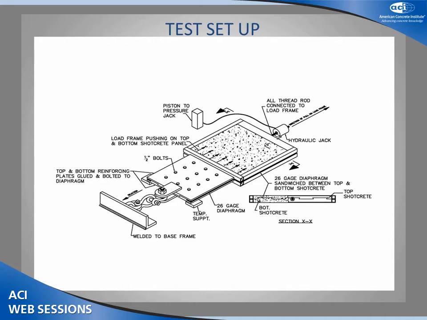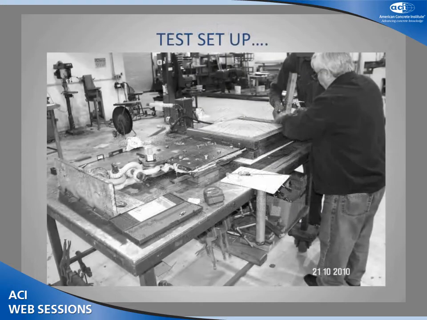And this is a test setup where we have a hydraulic jack connected to the load frame, and it's going to apply force in this direction. That is going to push the shotcrete surface away from the diaphragm, because the diaphragm is being held in this system here, and that is going to pull the shotcrete away from the diaphragm. So what happens? We wanted to test the system to failure to get the basic idea.